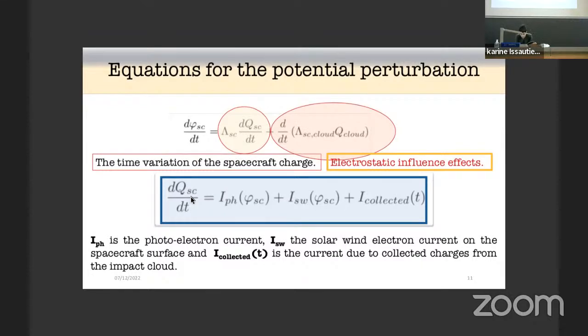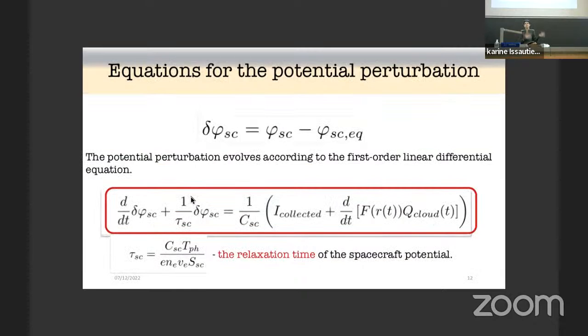And how did we do it? Since the previous equation was nonlinear, we wanted to linearize it somehow. We expect that this delta phi is really small compared to phi equilibrium. So we said that we expect those small potential perturbations, and we include them in our previous equation, and we obtain something like this. It's a linearized equation.